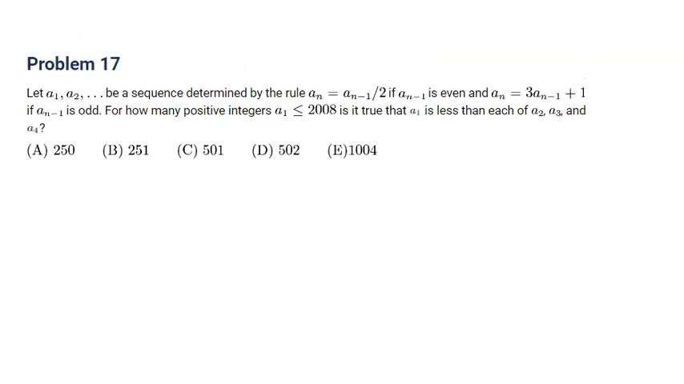Problem 17. Let A1, A2, etc. be a sequence determined by the rule A_n equals A_{n-1} divided by 2 if A_{n-1} is even, and A_n equals 3A_{n-1} plus 1 if A_{n-1} is odd. Well, I think this sequence is kind of familiar. Oh yeah, I just looked it up. It's the Collatz sequence.